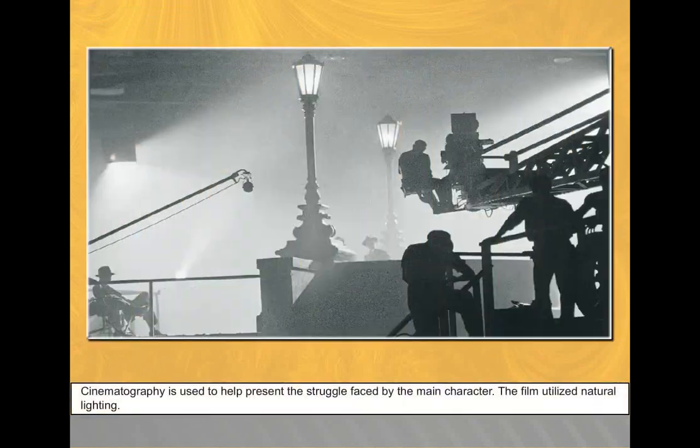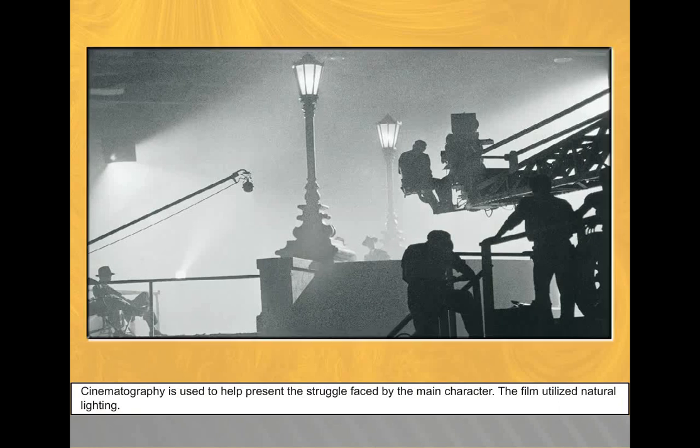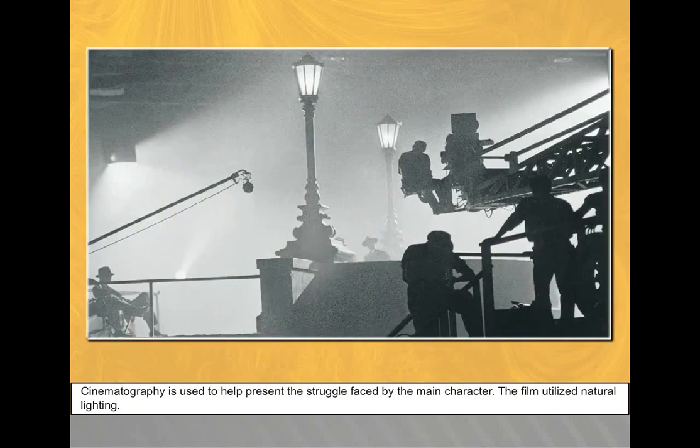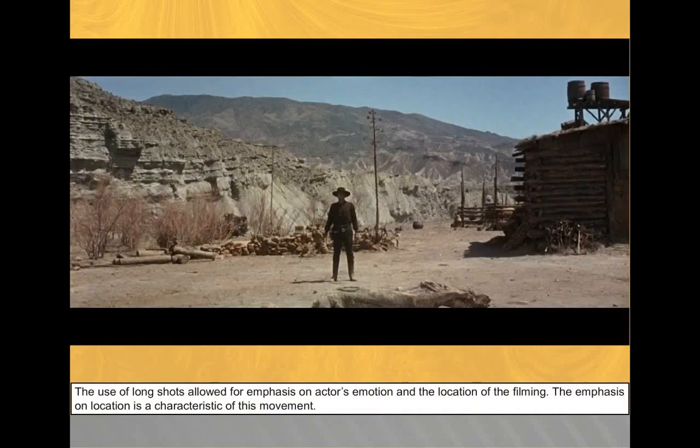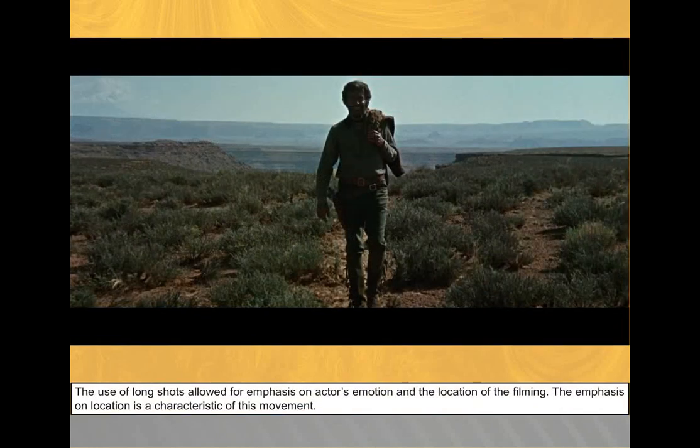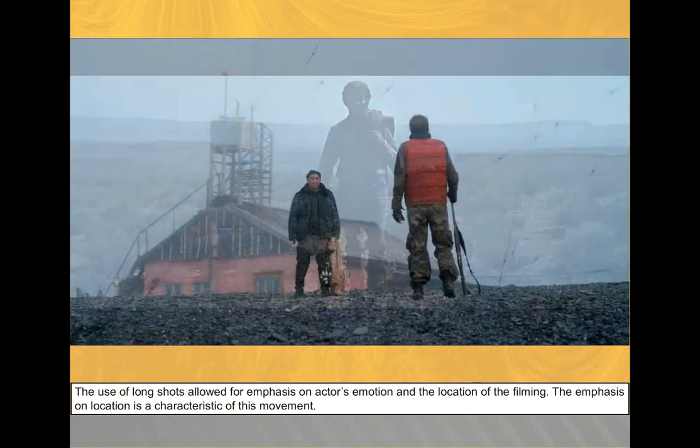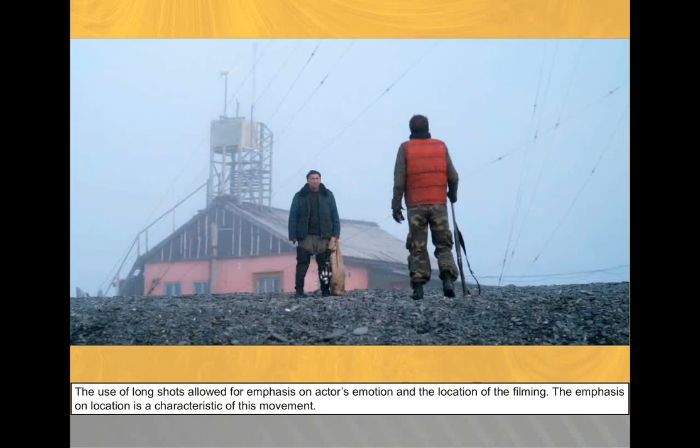Cinematography is used to help present the struggle faced by the main character. The film utilized natural lighting. The use of long shots allowed for emphasis on the actor's emotion and the location of the filming. The emphasis on location is a characteristic of this movement.